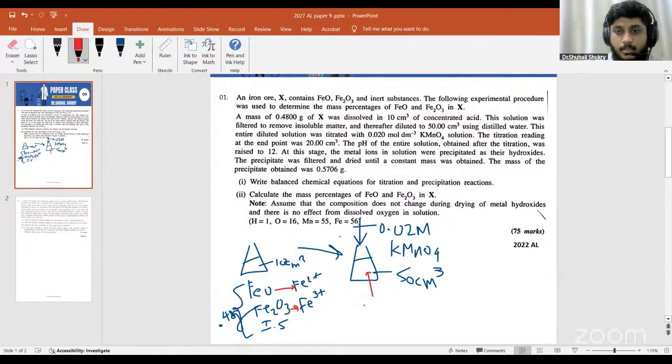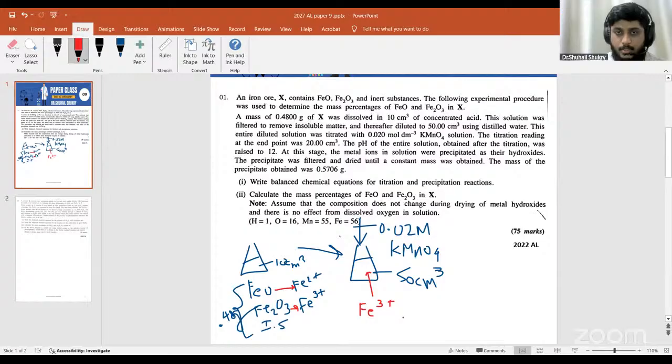When you put it here, only Fe2+ can react with KMnO4. So understand in this part who is reacting with KMnO4. First of all, you should be able to decide that part. Okay, then that is fine. Now to the next part.